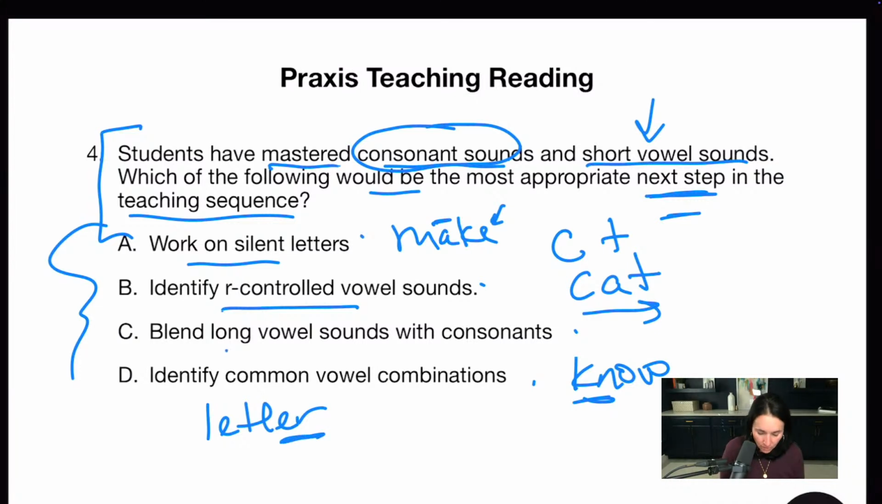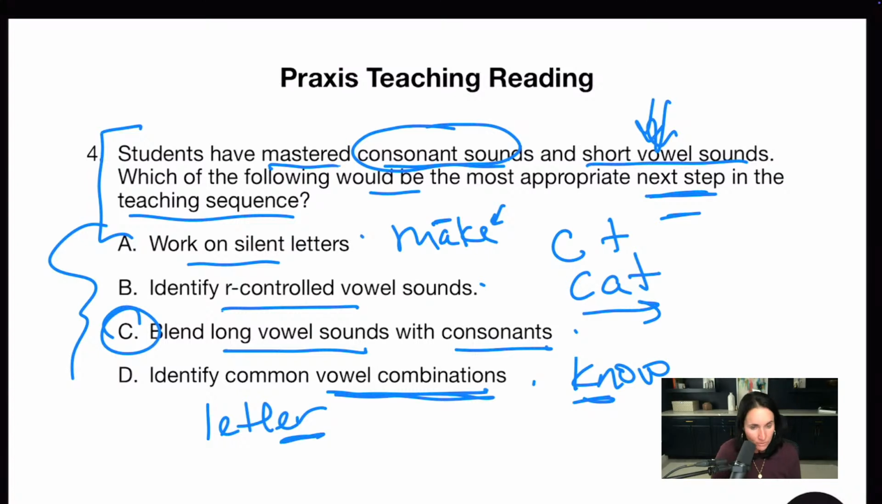What about long vowel sounds with consonants? We were at short vowel sounds with consonants. Now we're going to probably go with long vowel sounds with consonants. And then vowel combinations, those are vowel teams, like AI, OA, EA. Those are kind of advanced. So C is the best answer. Now this one's a little obvious. If you understand phonics, you would go from short vowel to long vowel sounds. But again, you have to understand the continuum.